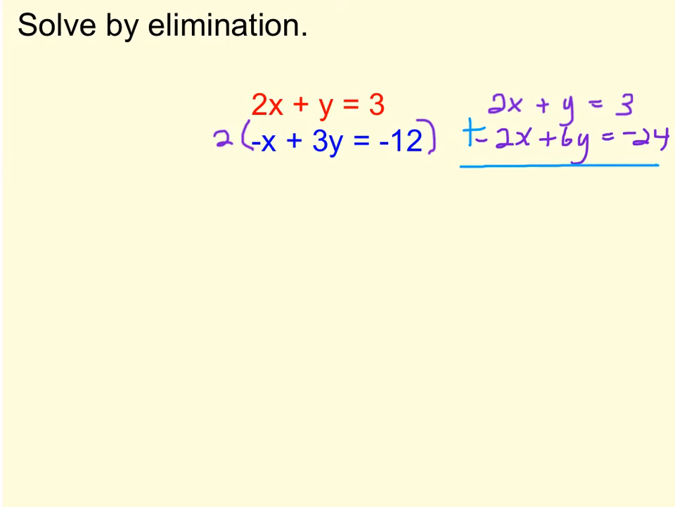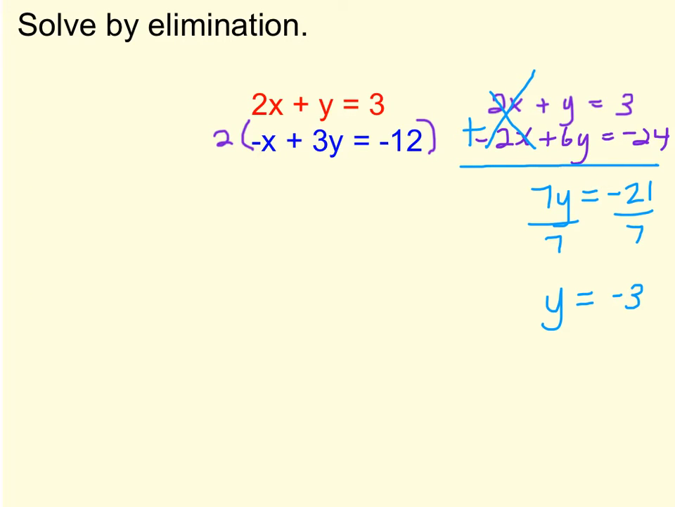2x plus a negative 2x, that cancels out. That's why we brought in the multiplication, so that that would happen. Y plus 6y is 7y, and 3 plus a negative 24 is a negative 21. So there's that one-step equation to solve. We'll get y is equal to negative 3.